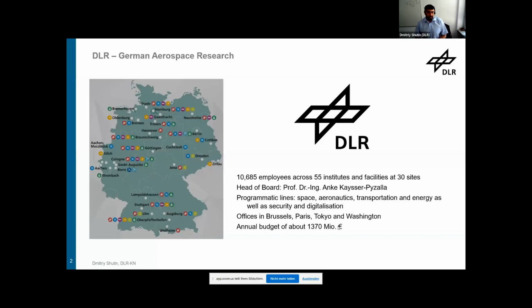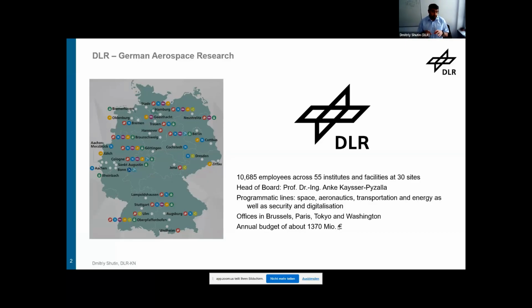I'm from the German Aerospace Center. So we are basically the biggest research center in Germany, spread all over the country. Our main interest is, of course, the space domain, but also aeronautics, transportation, energy, and in very recent times, security, as you might have heard from the news, unfortunately. But these are the main directions in which we do research.